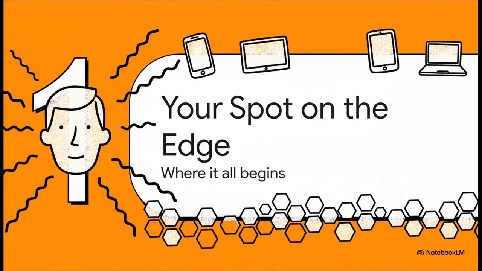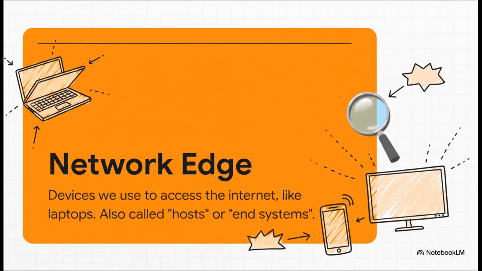So our journey begins in a place that's pretty familiar, right where you are. In the lingo of the internet, your spot is called the network edge. Now, network edge might sound a little techy, but don't let the jargon fool you. It's really just the official term for all the gadgets we use to get online. Our laptops, our phones, our smart TVs. You'll also hear them called end systems, which makes sense, right? Because they're the start and the end point for every single thing we do online.